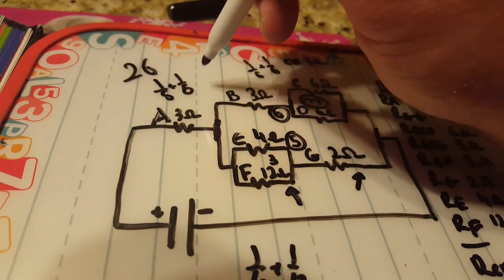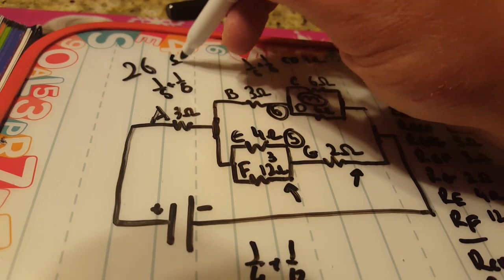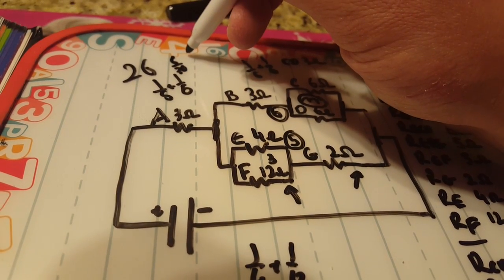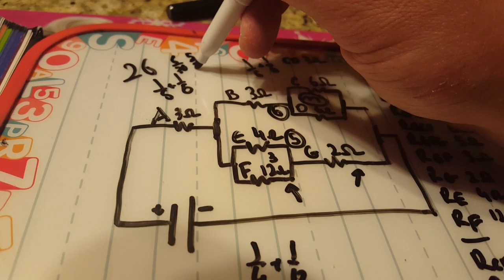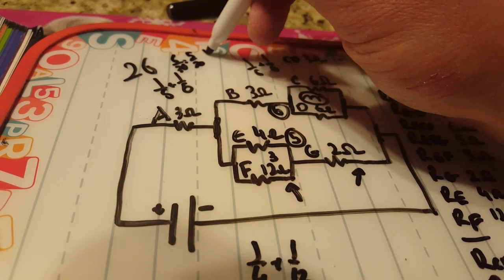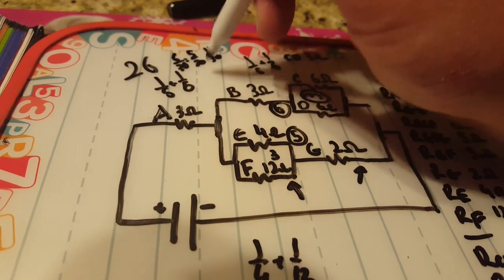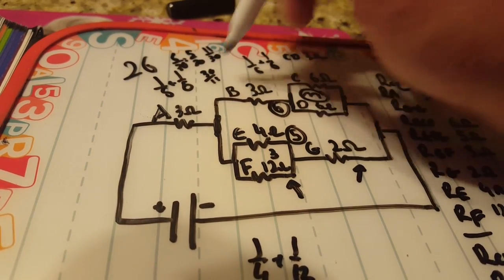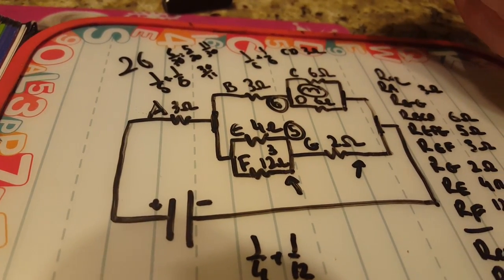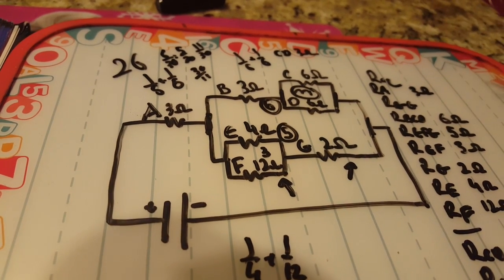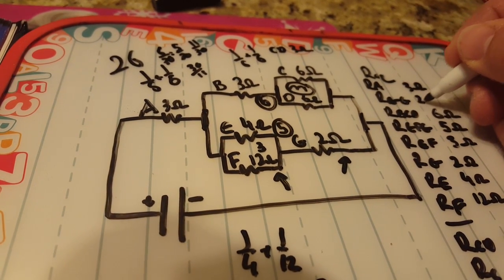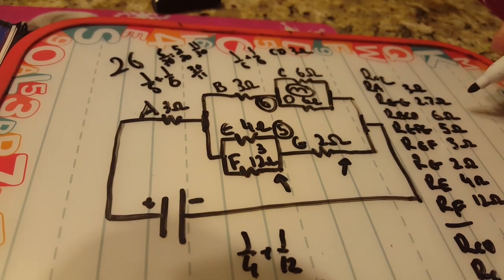The best common denominator would be 30s. So that'd be 6 thirtieths and 5 thirtieths, which equals 11 thirtieths, and when you take the reciprocal, that is 30 elevenths. And don't quote me on this, but I'm fairly certain that comes out to 2.7 ohms.